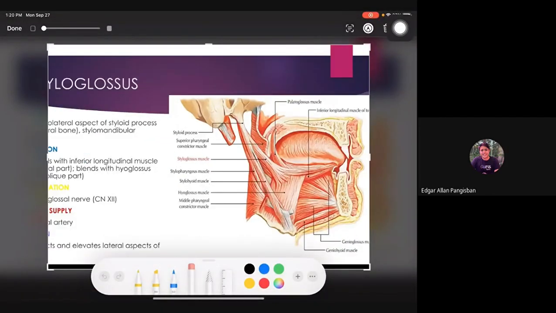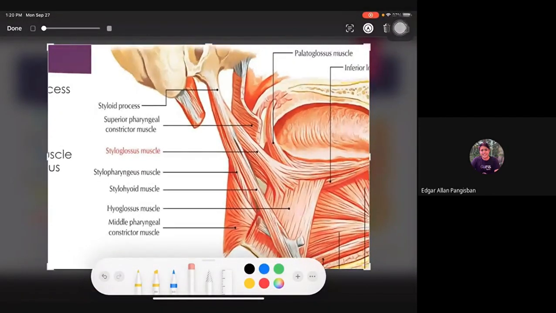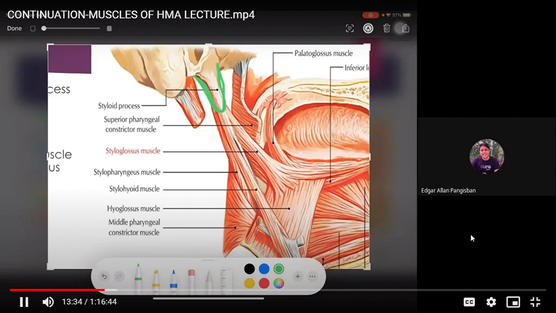Okay. So, the origin is your styloid process. Ito po. So in the infratemporal region of your cranium, we have an extension. So meron tayong extension na maliit dito. Okay. Parang it's a spine of bone, okay, known as your styloid process.